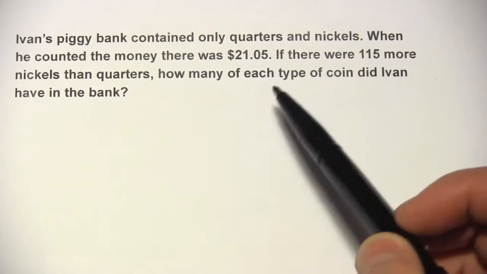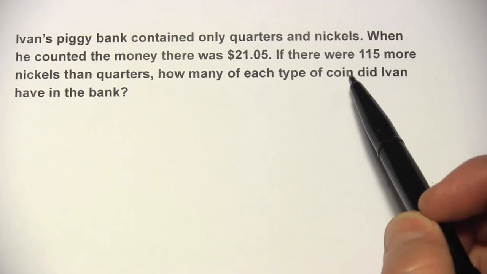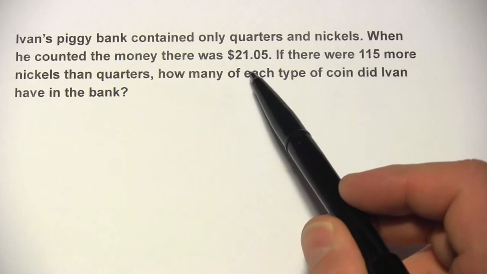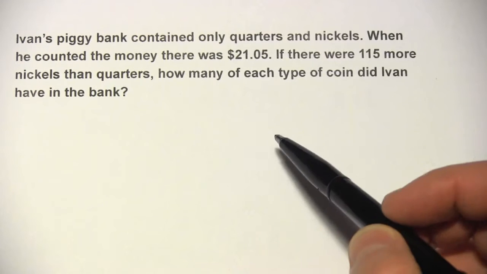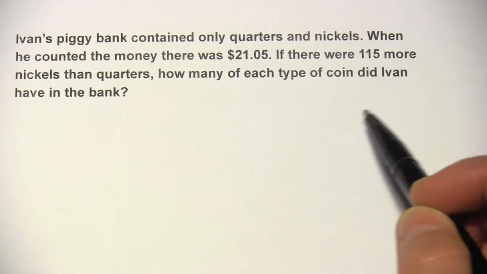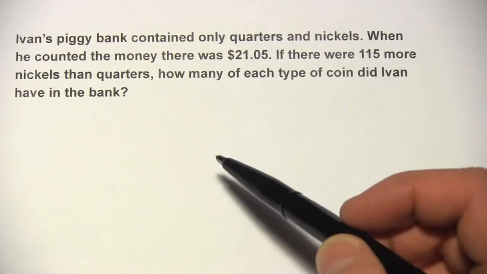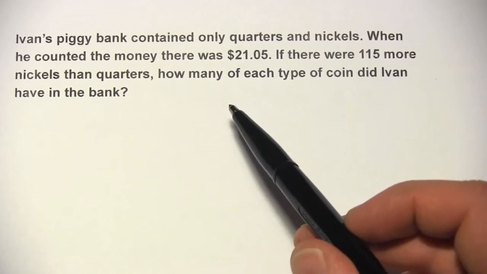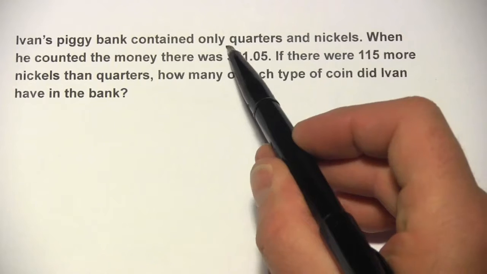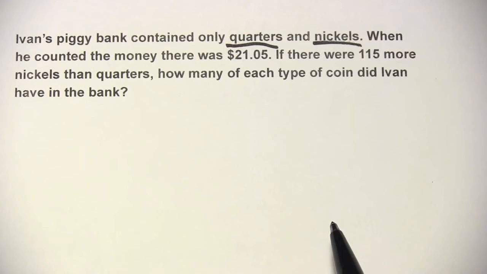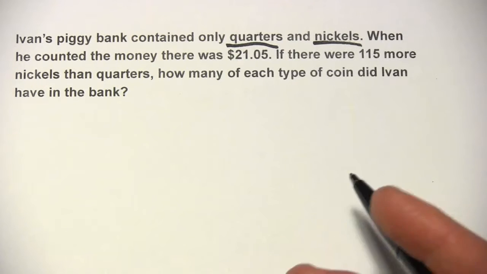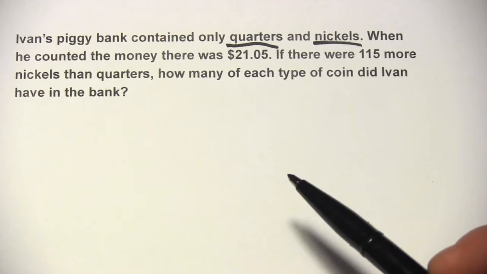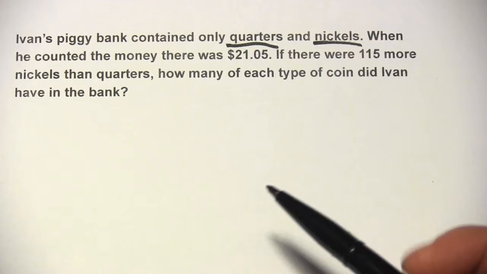This one says Ivan's piggy bank contained only quarters and nickels, and when he counted the money there was $21.05. If there were 115 more nickels than quarters, how many of each type of coin did Ivan have in the bank? So we're actually trying to find two things here. We're trying to find the number of quarters and the number of nickels. So we're going to have two variables, which means we're going to have two equations to be able to solve this. This will be a system of equations.